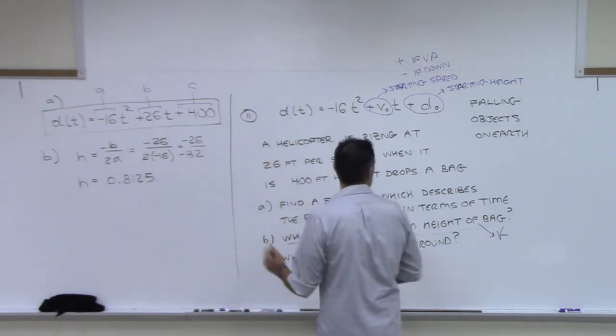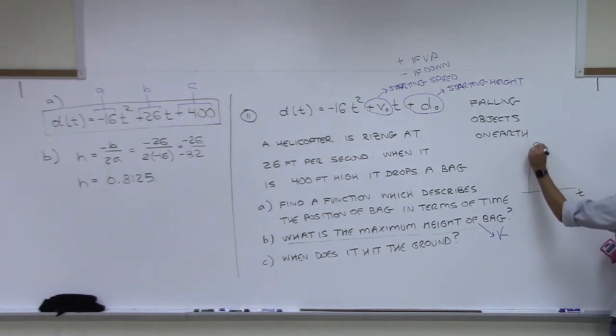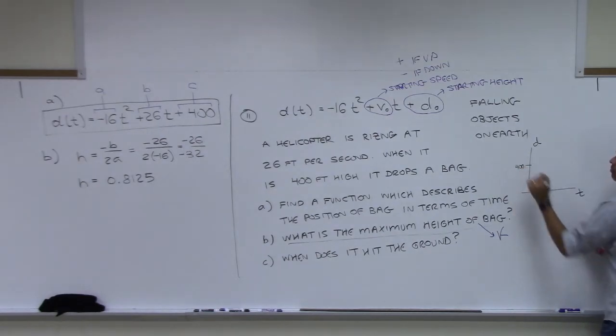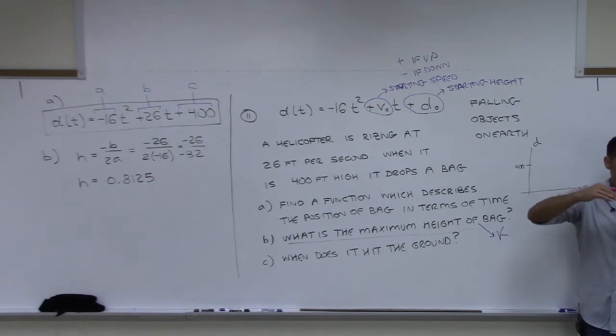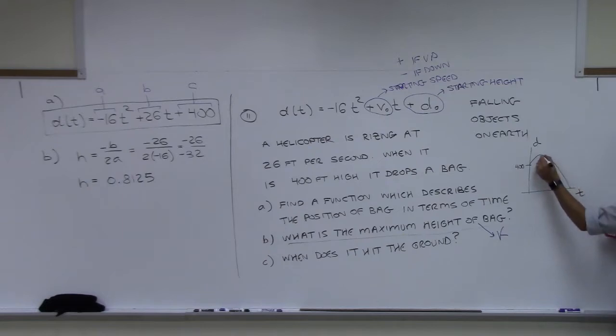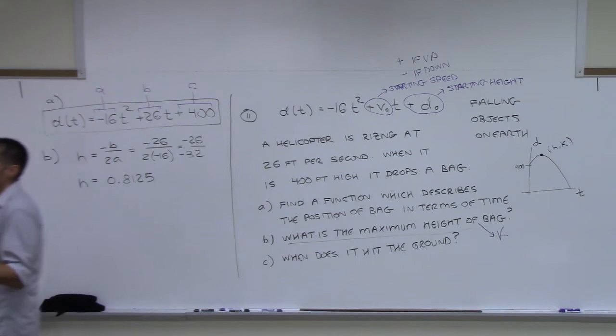Okay? So I want to draw a quick little picture for you to explain again what's going on. This is T, this is time, this is D, that's the height of the bag. When the helicopter lets go of the bag, at that instant, the bag is 400 feet high. But it's going to go up a little bit and then back down. So as time goes on, the bag goes up and then it comes back down and hits the ground. We are trying to find this point, h, k. We're trying to find the k, which would tell us how high it is. We just found h, right? So can somebody interpret what this h means? 0.8125, what does that mean?